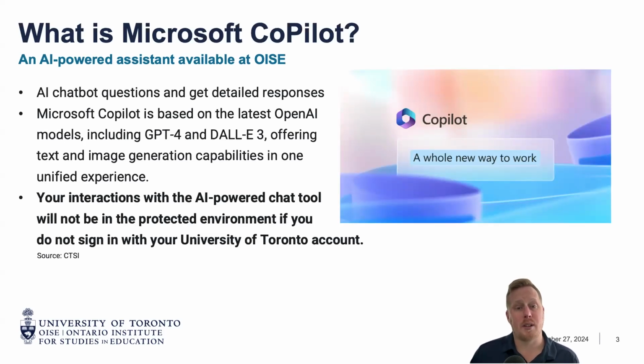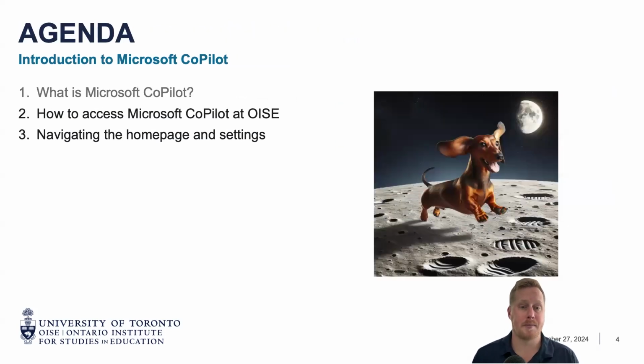So what is Microsoft CoPilot? Well, essentially, it's an AI-powered assistant that's available at OISE. It basically serves as a chatbot where you can ask questions and get very detailed responses. The one thing I want to note is that when you're using Microsoft CoPilot, make sure you are signed in with your University of Toronto email address to make sure that all of your data stays secure.